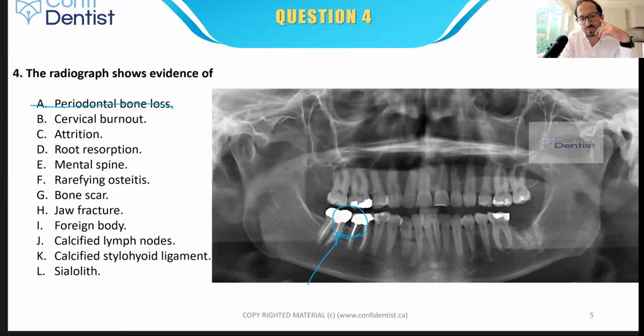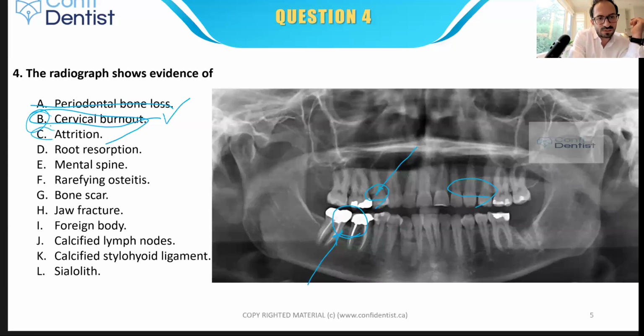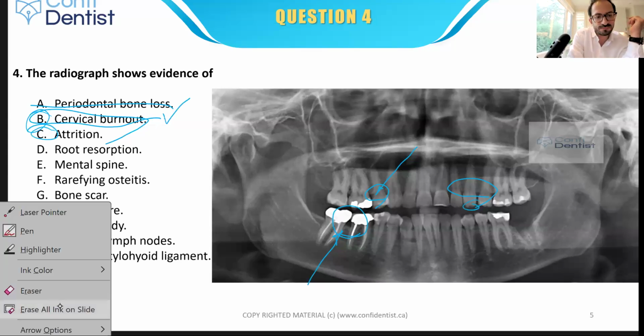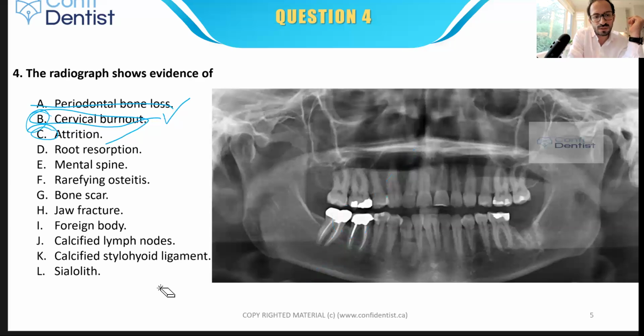Do I have cervical bone loss? Yes, we have cervical bone loss. Sorry, cervical burnout. I said cervical bone loss. Cervical burnout, do we have any? Yes, we do. I can see quite a few of them on multiple teeth. So yes, option B. Option C, attrition. I see multiple attrition. Let's pay attention to the attritions. You can see here on the incisors, lower incisor, premolars.